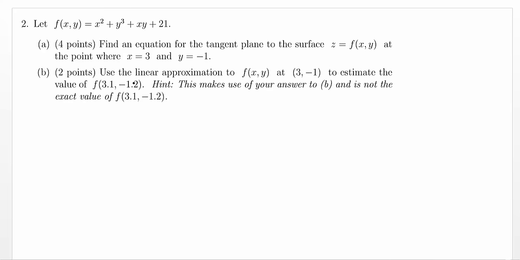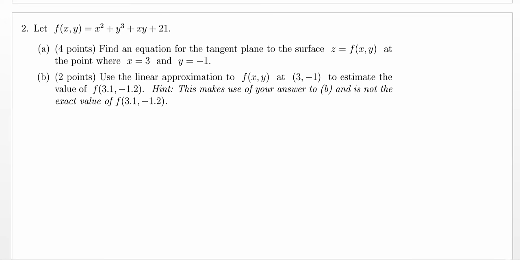The second problem. Find an equation for the tangent plane to the surface z equals f of x, y as defined by this function at the point where x equals 3 and y equals negative 1. So we would just have to remember the formula for the tangent plane. Very basic problem if you just remember the formula.